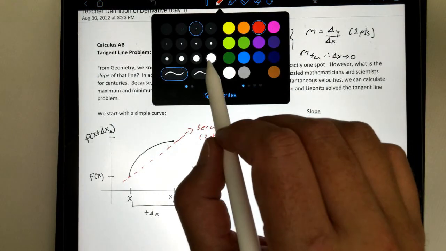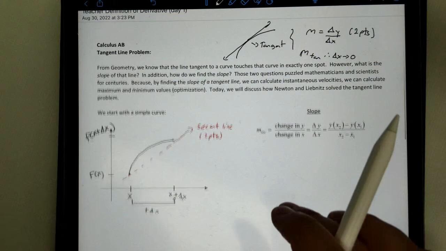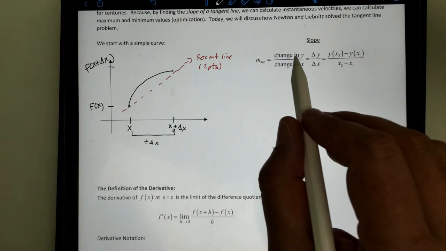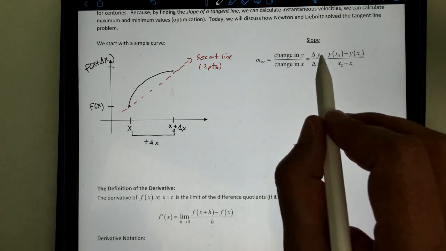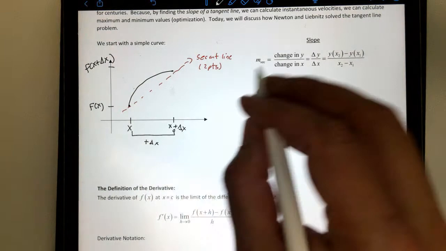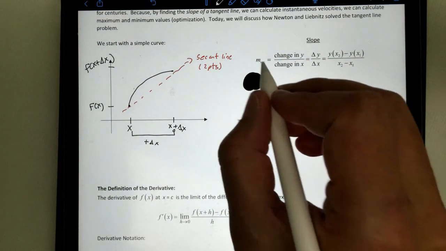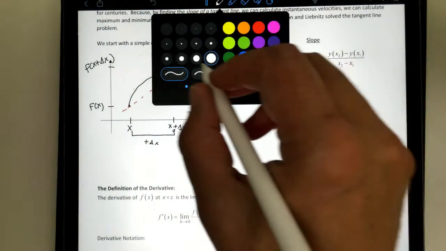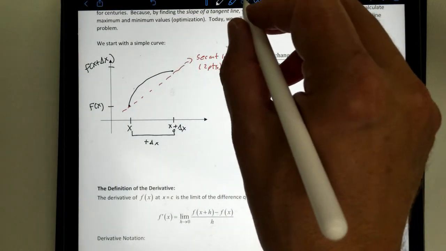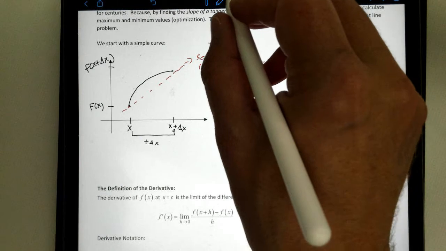So let's start with the most basic. To get the slope of a secant line, it's our change in y over our change in x. Delta y over delta x. Let me use that for our new points over here. Hello. That got bold. Let me see here. There we go. Let's see if this works now.